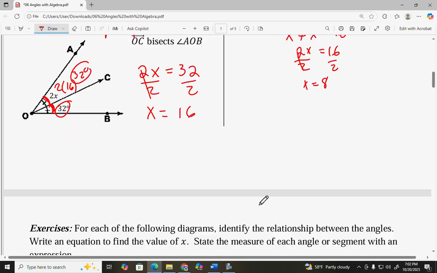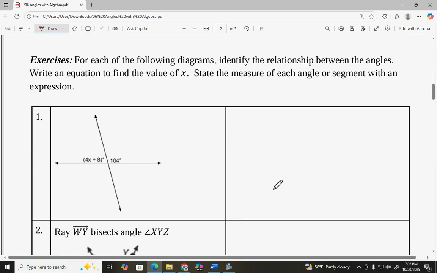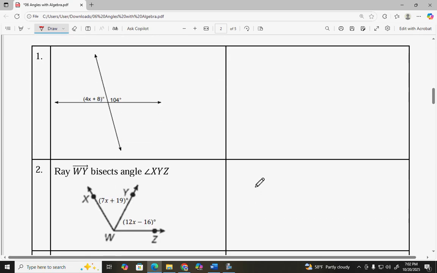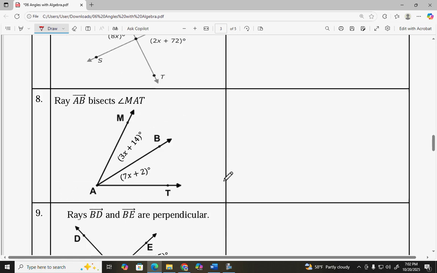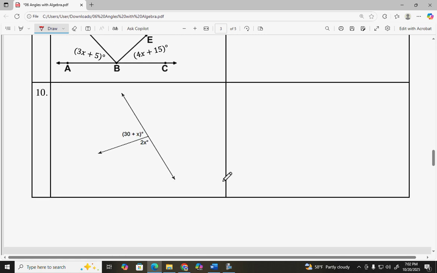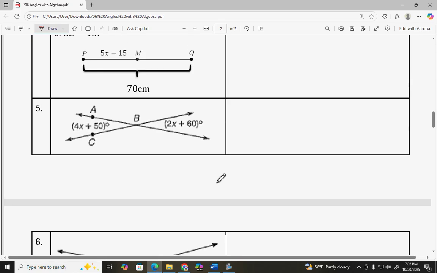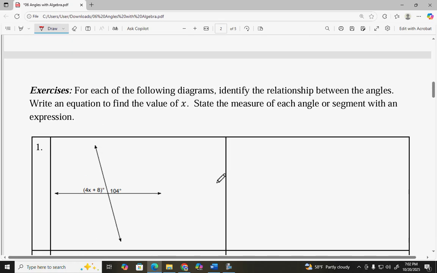What I want you to do is, with the people at your table, work on your classwork, which is numbers 1 through 10. And that's what you're going to do for the rest of the period. I need you to make sure you're following the directions.